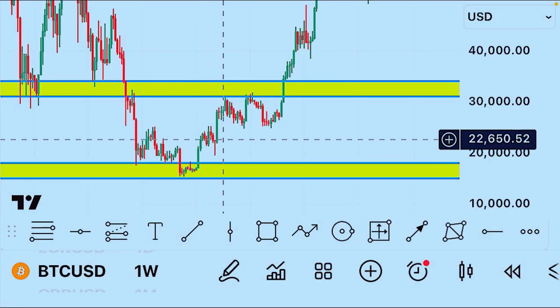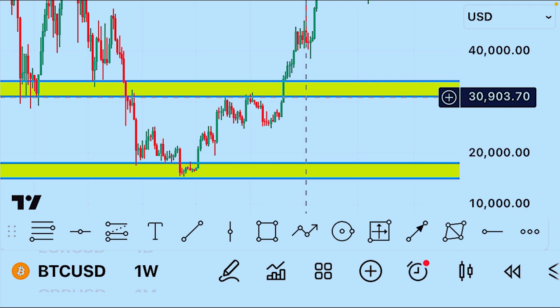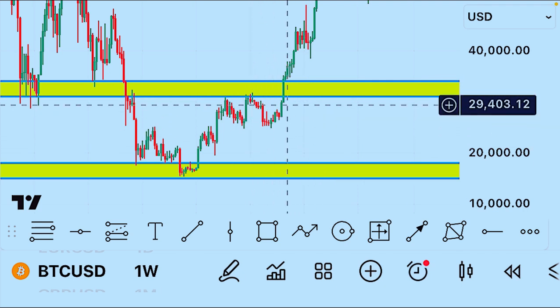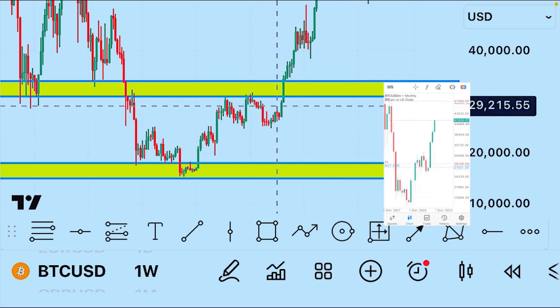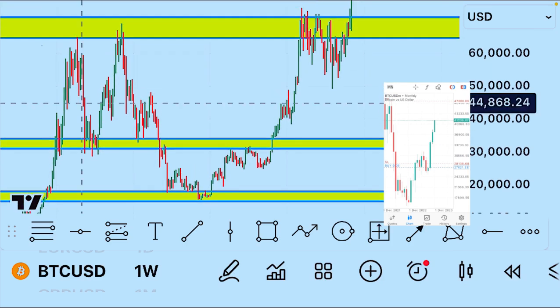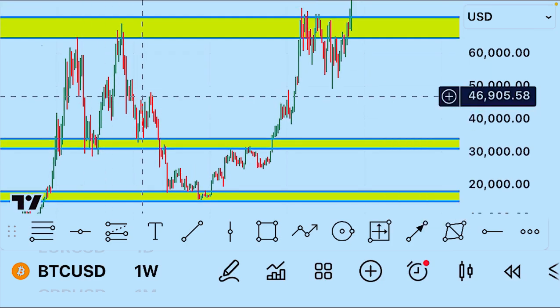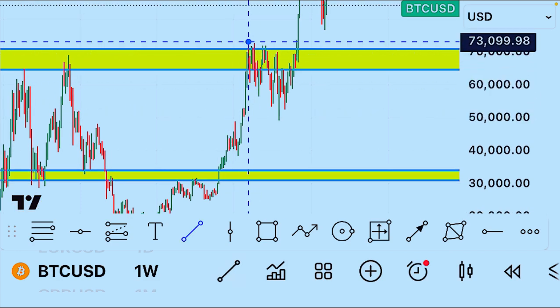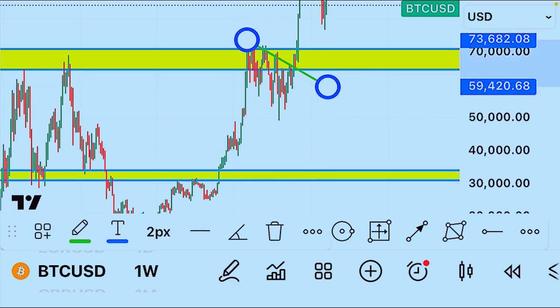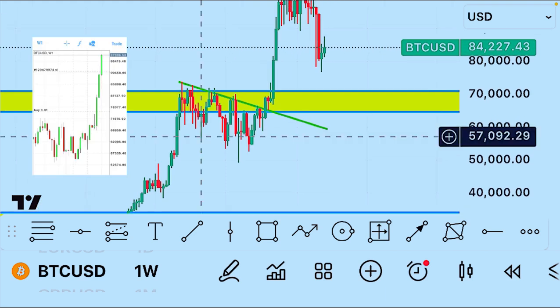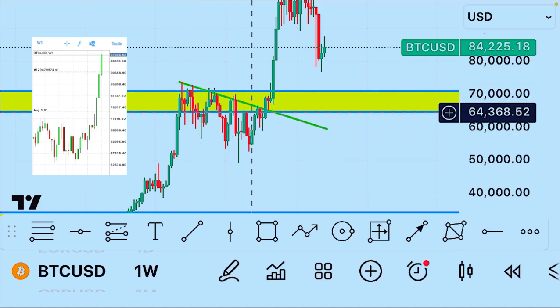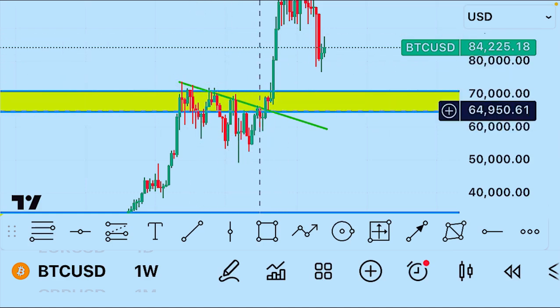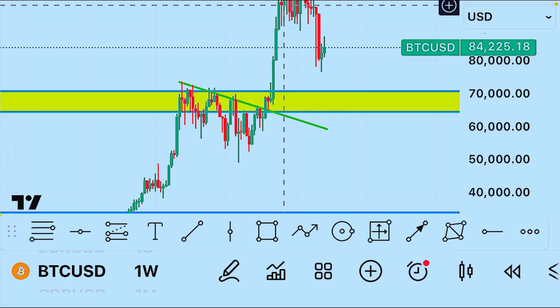This is the right shoulder, and this was the head. So that was when we started calling for this massive bull run. We found entry at this area of 27,000, and our take profit was at this resistance level of $47,000. We also found entry in 2024 at the breakout of this consolidation, from our previous Bitcoin episode, and our take profit was at $100,000.